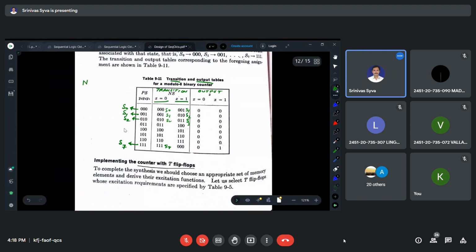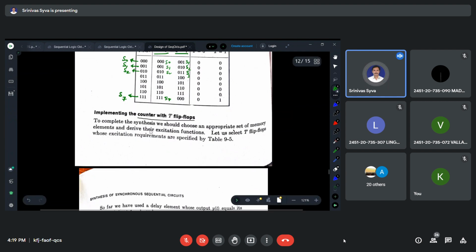Here also, the next state depends on the input x and on the present state. Next state depends on the input x and on the present state, and the 8 states are there: S0, S1, S2, S3.